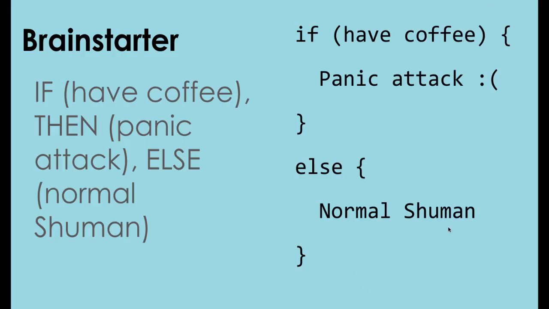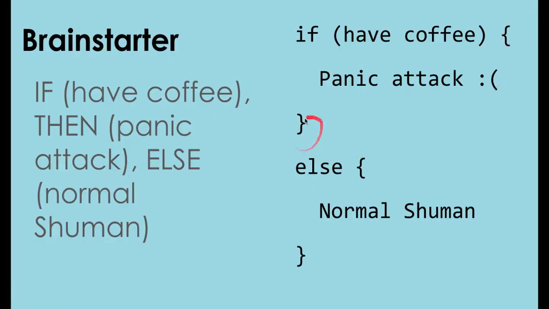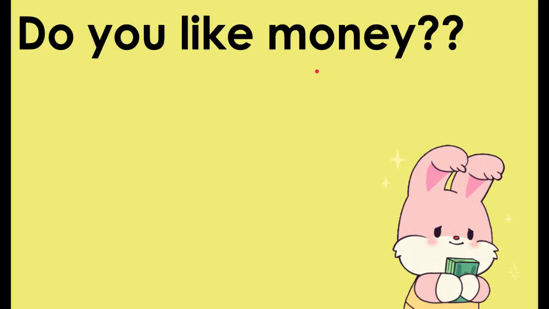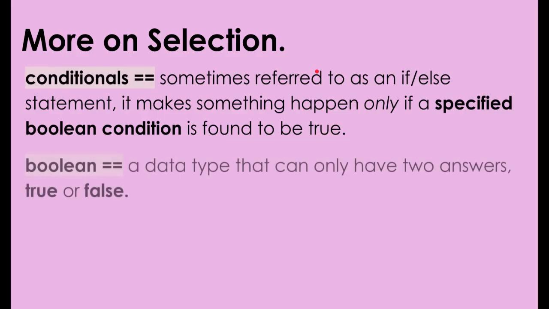more codey format. You can see that we have these curly brackets and we have more curly brackets. The if has parentheses next to it. So that's an announcement. So conditionals are sometimes referred to as an if-else statement, and it makes something only happen if a specific Boolean condition is found to be true. A Boolean is a data type that can only have two answers, a true or a false.